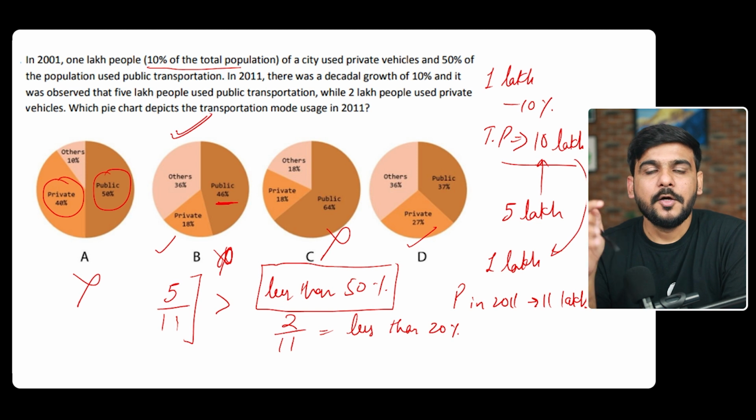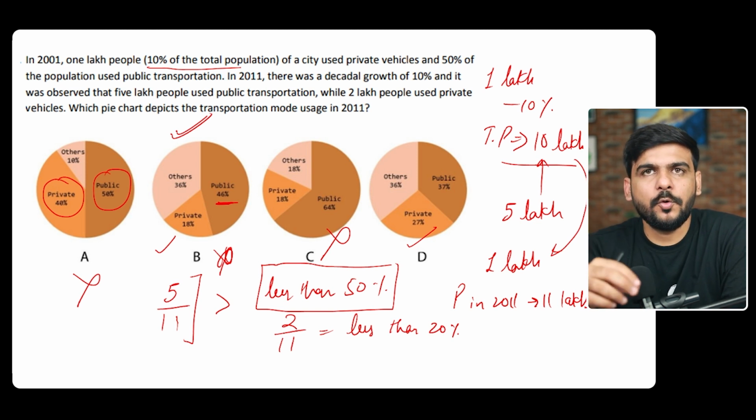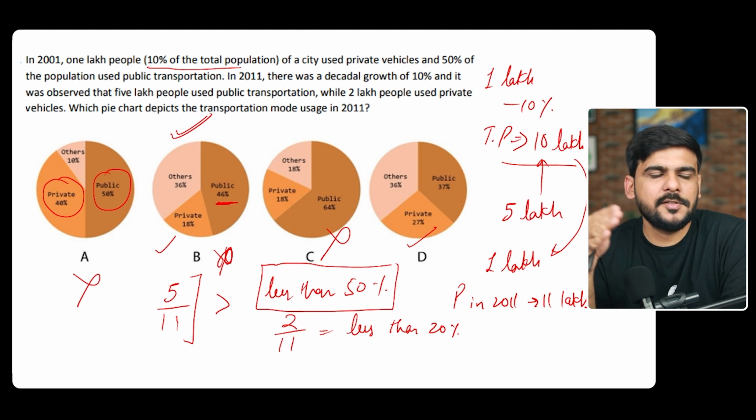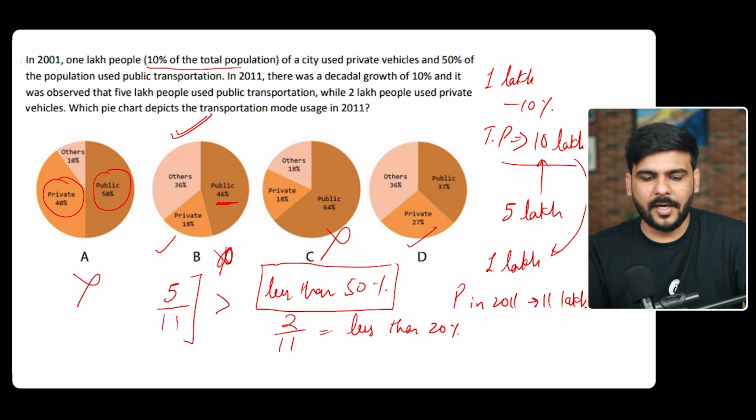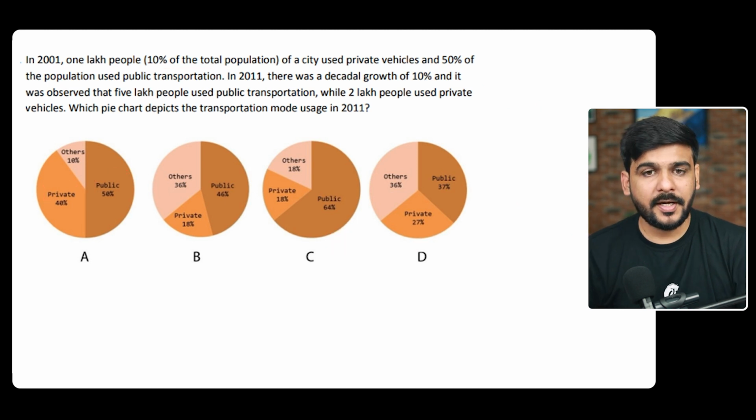Now in this, don't try to calculate it exactly because that is not required. Only percentage is given. Just knowing that it should be less than 20 and less than 50, you can use that to visualize or eliminate different pie charts as given in this question. So make sure you do that. Don't go for things which are not required in the question, right? Let us move to the next question.